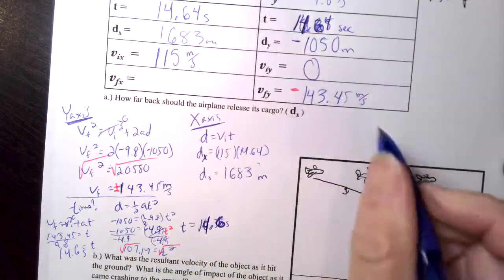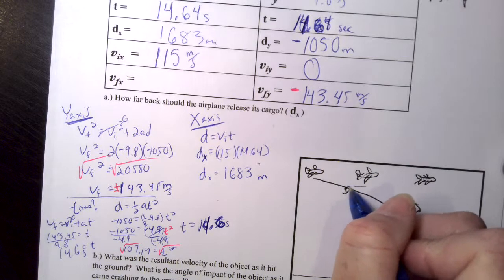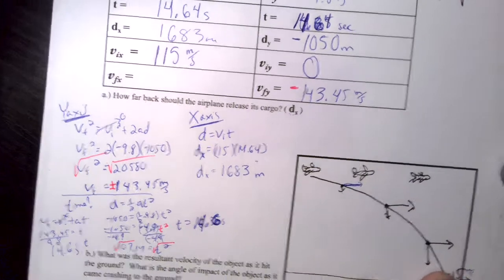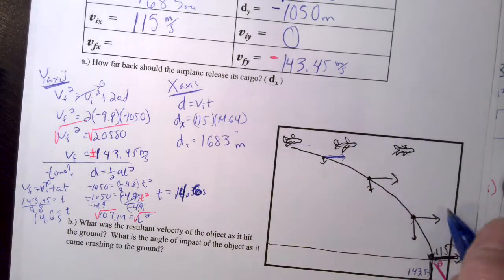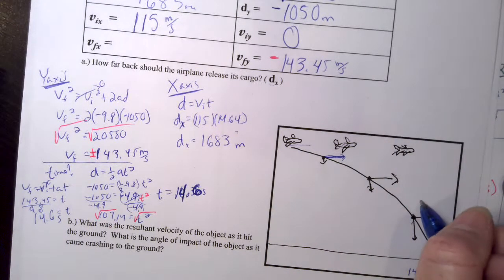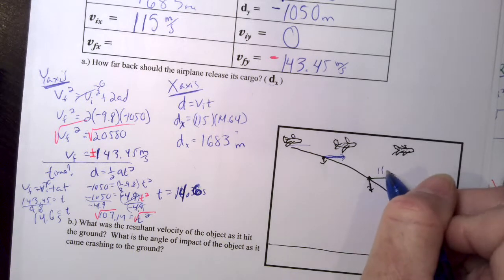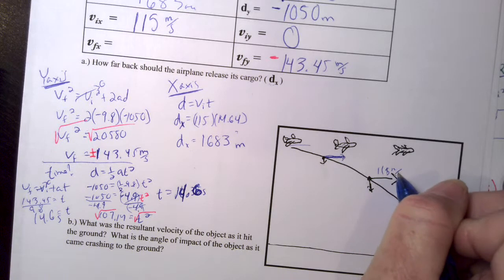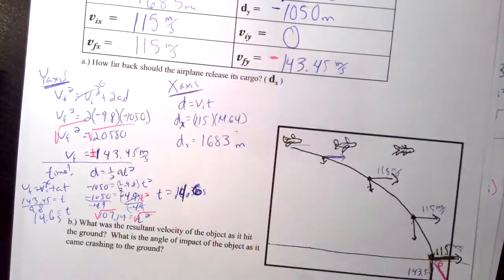1,683 meters. The velocity never changes in the x direction. Oh, I've got to put this little same arrow, so my little airplane guy. Same arrow. That speed is always 115 meters per second. 115 meters per second.